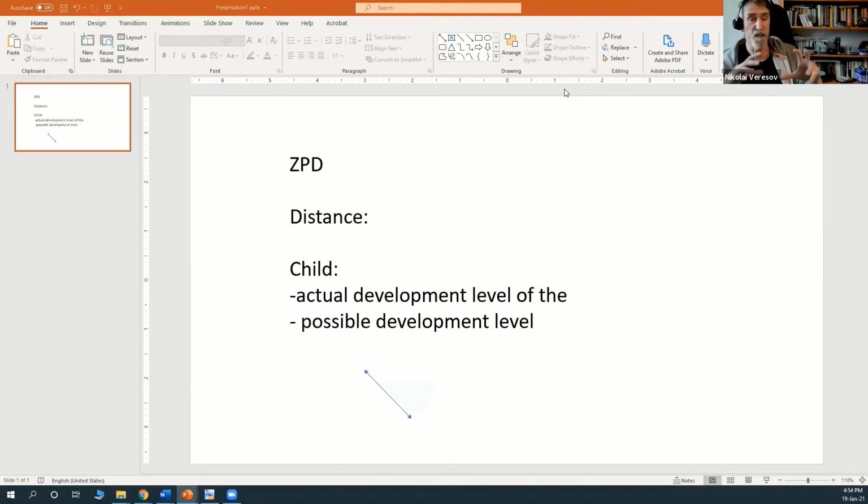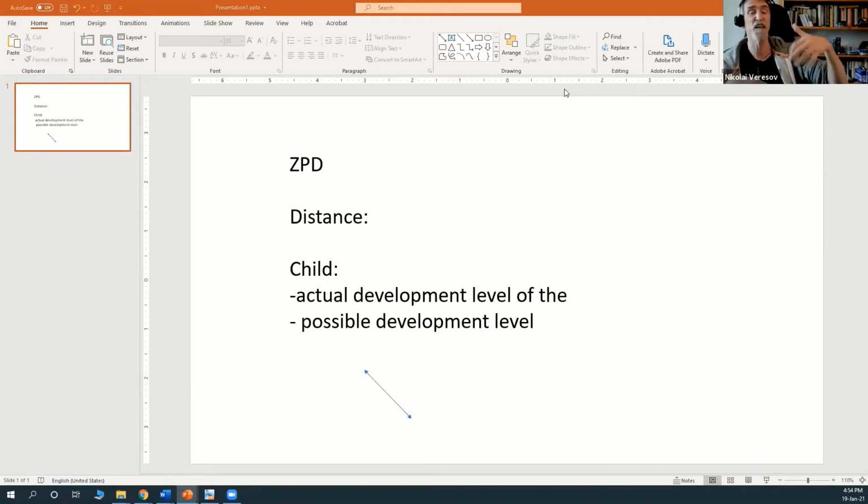So this is a very important concept. It's not about intellectual tasks only. It's about the child, the whole child, the holistic view of the child. The child is involved not only intellectually, but also emotionally. The child understands this as a task he should solve.